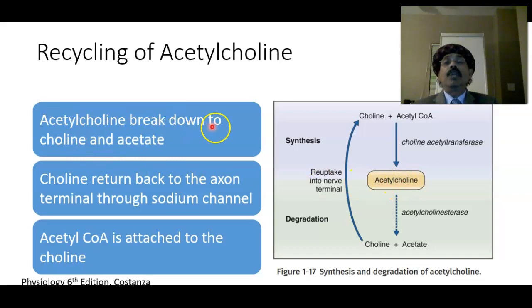So acetylcholine breaks down to choline and acetate. Choline returns back to the axon terminal through sodium co-transport or sodium symport. Acetyl coenzyme A is attached to the choline. This acetyl coenzyme A comes from the liver. So choline plus acetyl coenzyme A will unite to form acetylcholine by the action of the choline acetyltransferase enzyme.